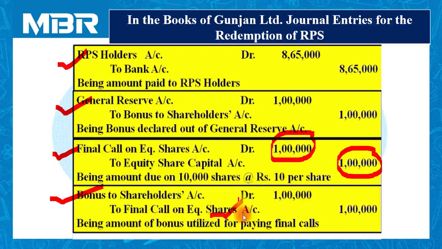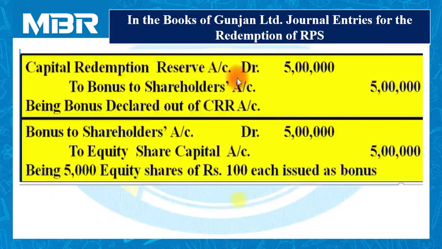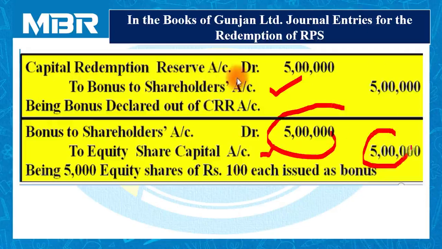So in this way, we can pass journal entries in the books of the company to convert partly paid equity shares into fully paid. Then new issue of bonus from CRR account. It is also given over here. Capital redemption reserve account debited rupees 5 lakhs to bonus to shareholders account 5 lakhs. And the company has allotted 5,000 bonus equity shares from CRR account. So this is all about preparation of the journal entries.